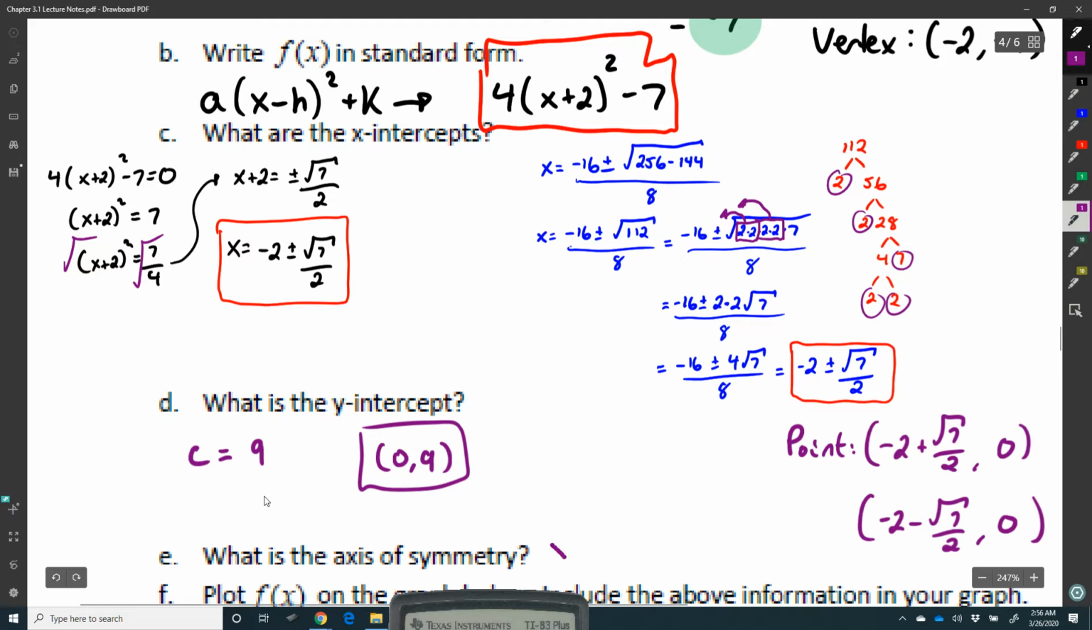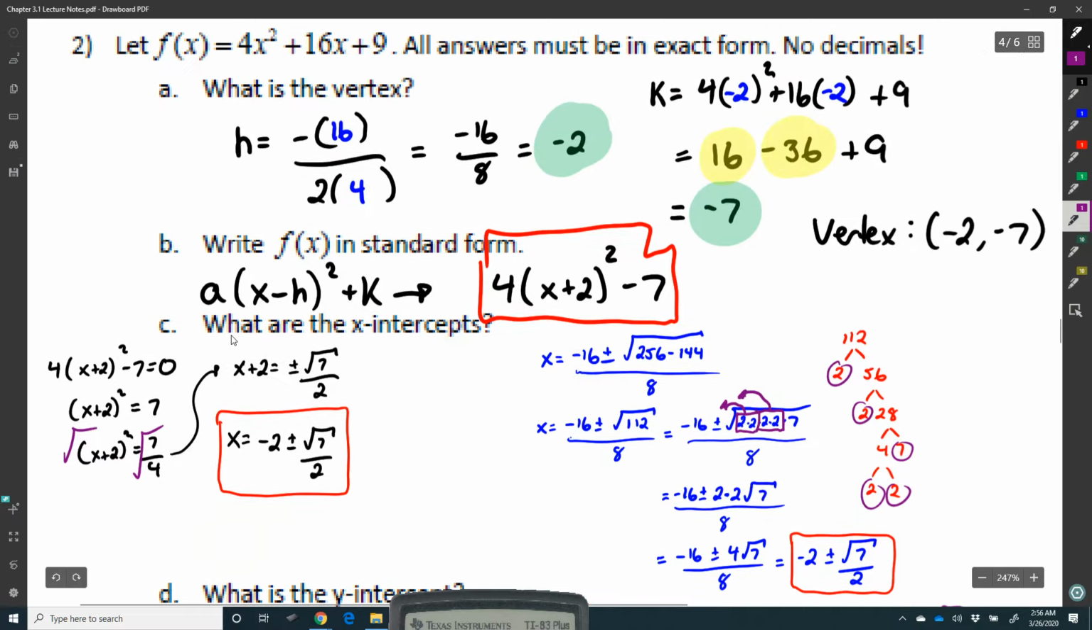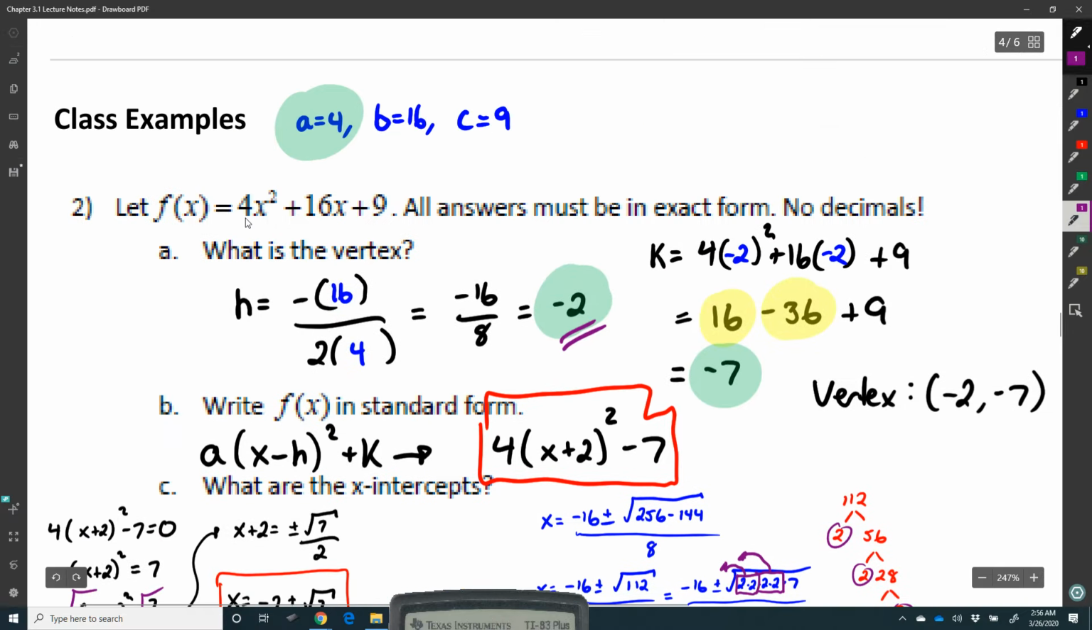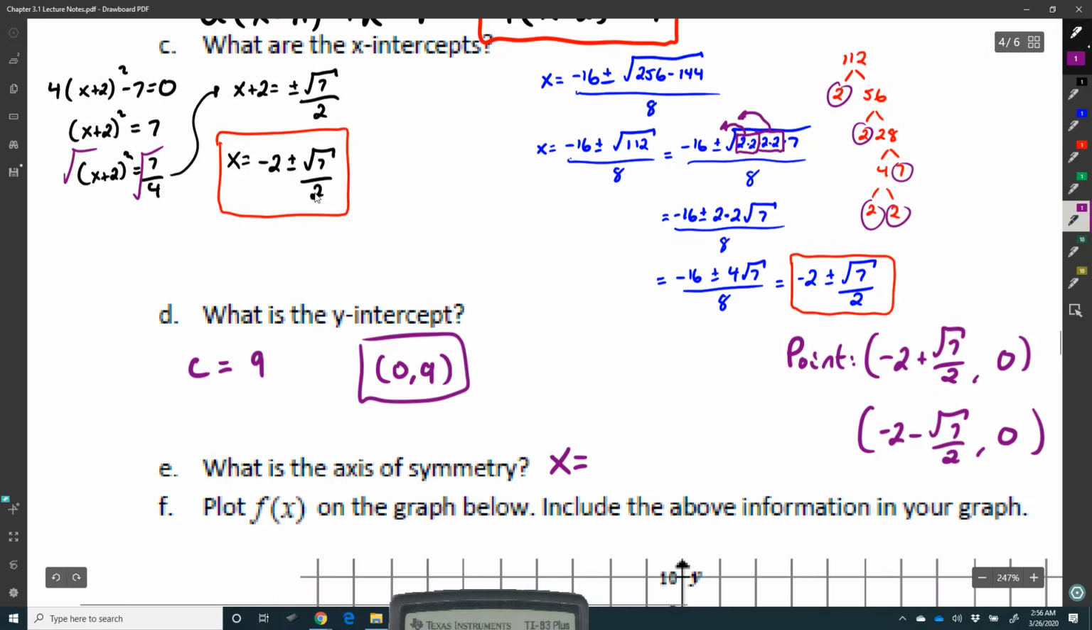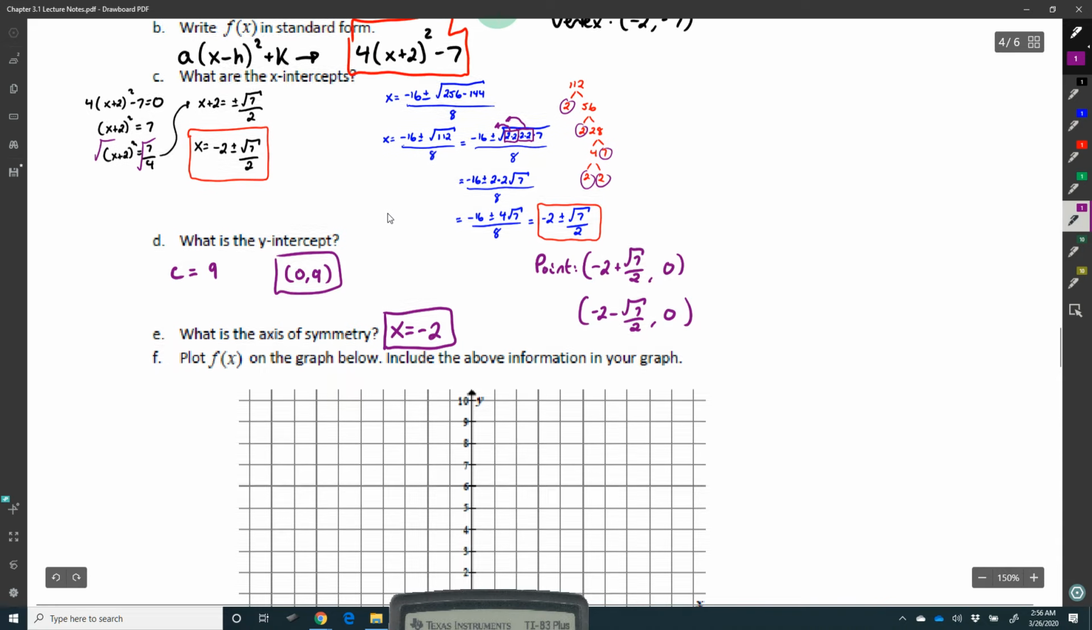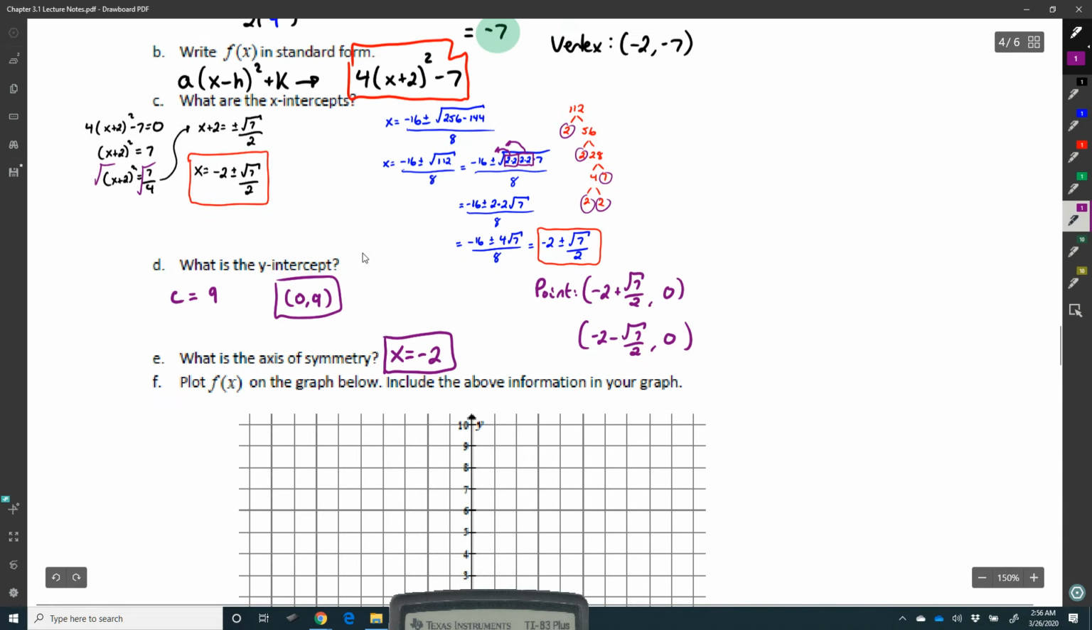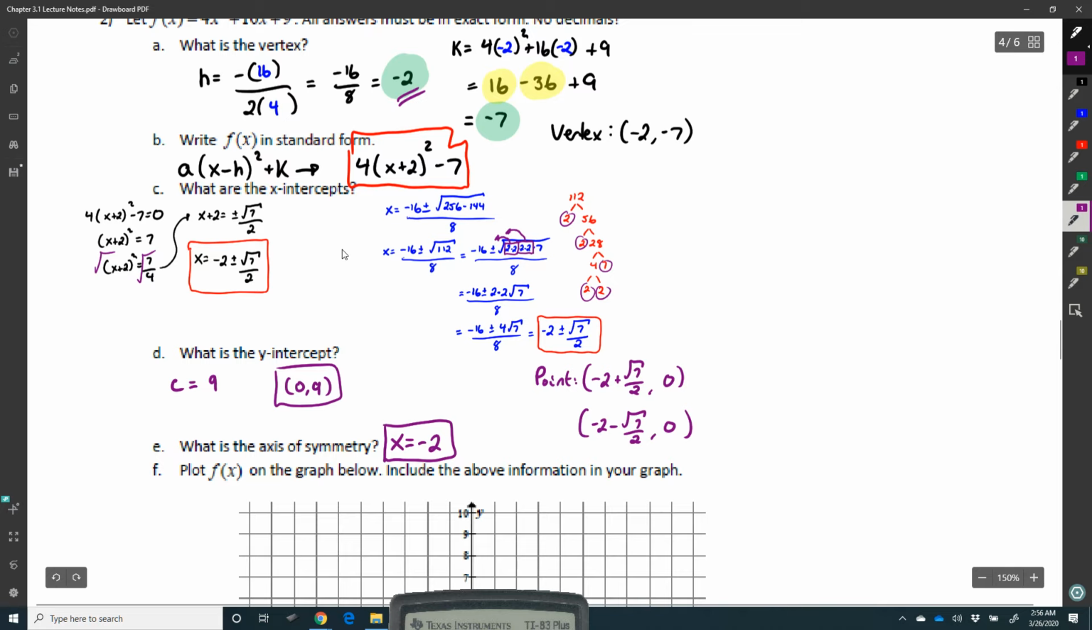Axis of symmetry is just x is equal to h. I go up here, h was negative 2. So x equals negative 2. Remember, you have to put the x equals as part of the equation. So now I have all this fun stuff, and I can plot it on my graph. So my vertex is negative 2, negative 7.